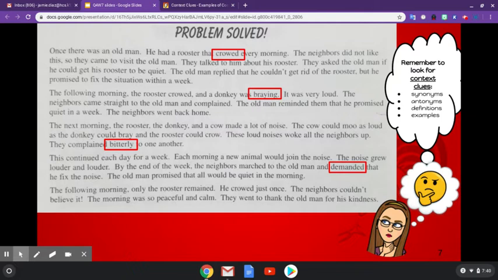This continued each day for a week. Each morning, a new animal would join the noise. The noise grew louder and louder, and by the end of the week, the neighbors marched to the old man and demanded that he fix the noise.